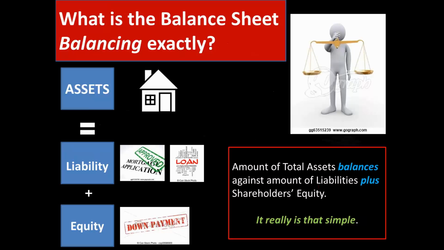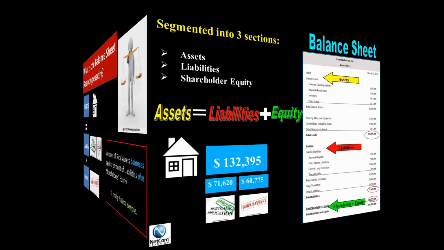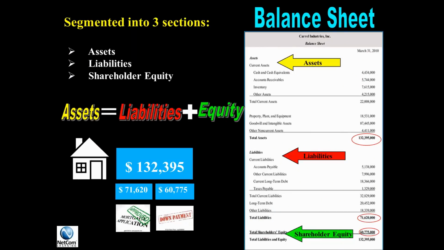Now what is the balance sheet balancing exactly? Again, to reiterate, the amount of assets balances against the amount of liabilities plus shareholders' equity. It really is that simple. Find on the internet, you will always see by definition that the total dollar amount of assets will equal the total dollar amount of the liability plus the total dollar amount of the equity. Our balance sheet is segmented into three sections. Again, assets, liability, and shareholders' equity.